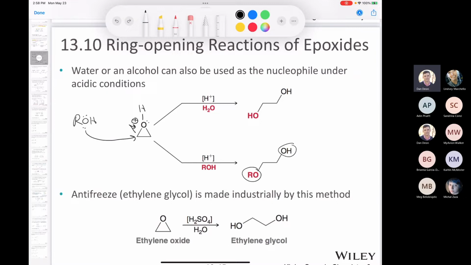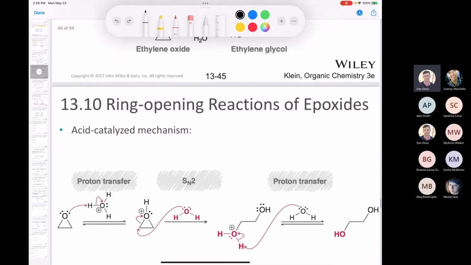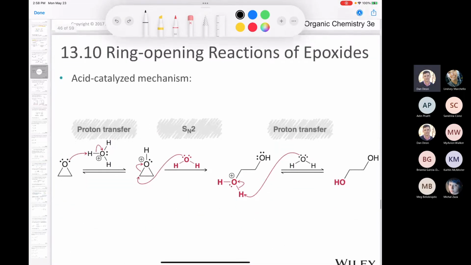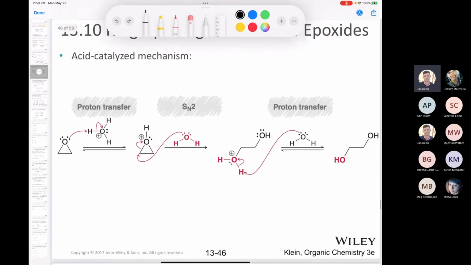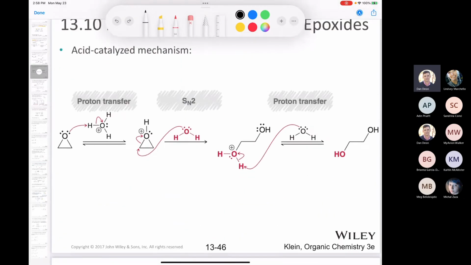All right, now that we've got that down, I've got something really interesting to show you. And that is the regioselectivity of the acid catalyzed ring opening. But before we do that, I guess we'll look at one more slide. And this is just the mechanism.